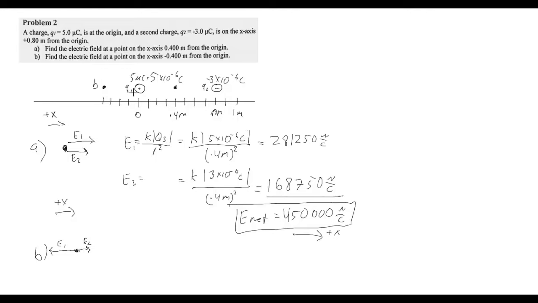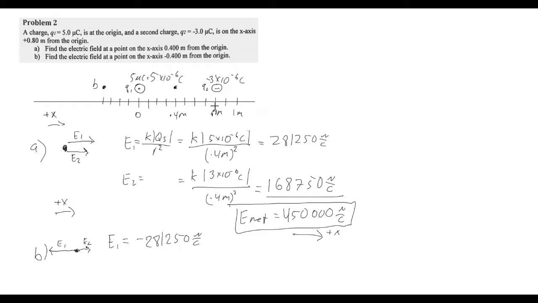You'll notice that for E1, everything is almost exactly the same, except that it's pointing in the negative direction. So the magnitude is still the same because it's the same distance away and it's the same charge, right? It's 0.4 meters from the origin. But because it's in the negative direction, we'll just make this number negative, 281,250 newtons per coulomb.